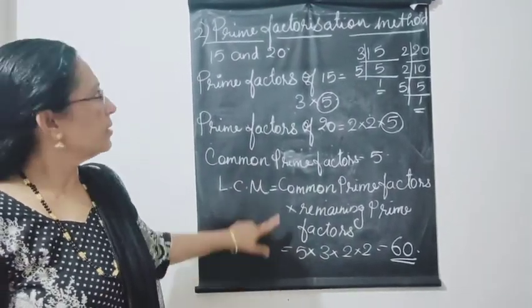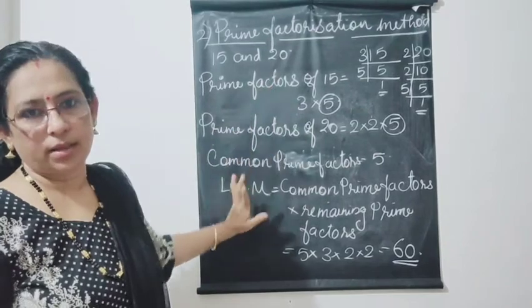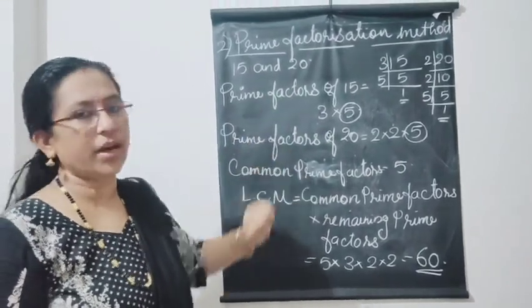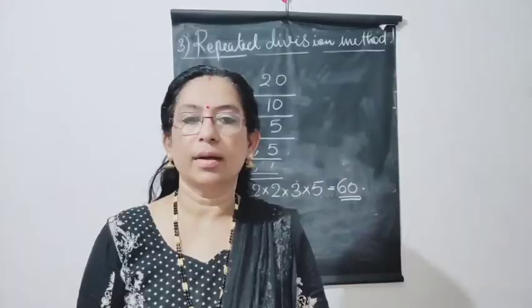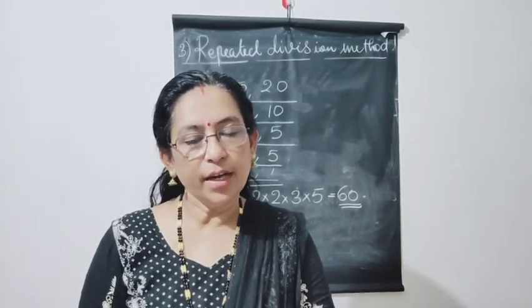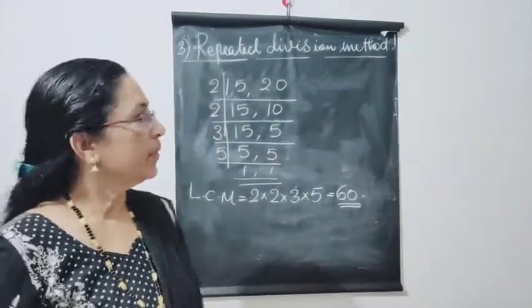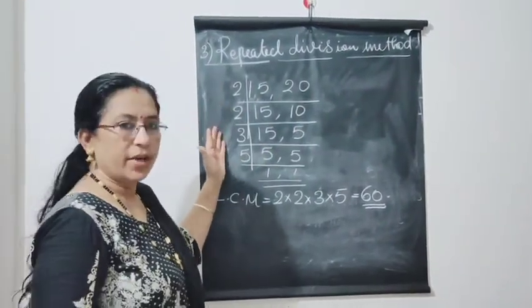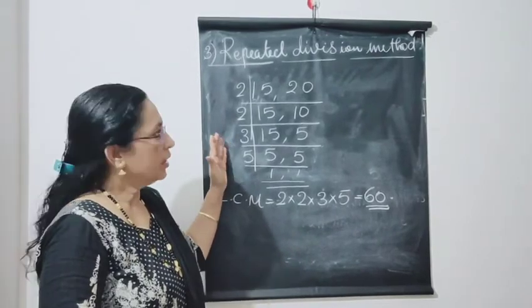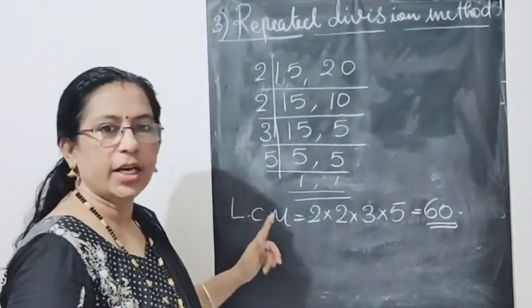Okay, this is the prime factorization method, finding LCM by prime factorization. Okay students, we have learned two methods. Now the third method, repeated division method. This repeated division method is very easy and you can follow this method for finding LCM always.